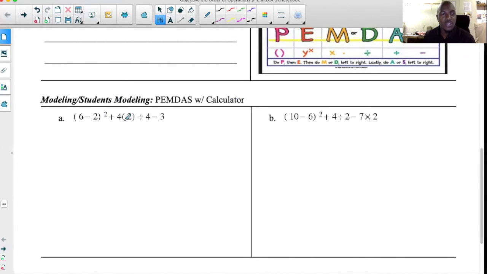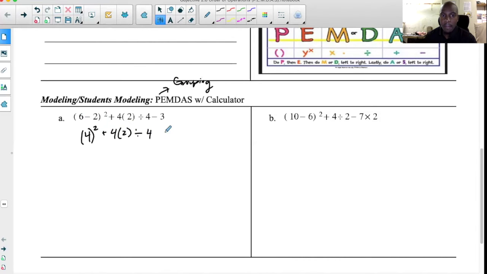6 minus 2 squared plus 4 times 2 divided by 4 minus 3. There's a lot going on here. But notice that we have parentheses now, where in the past we didn't. So I'm going to deal with the parentheses first. I really want you to understand that parentheses is just another way of saying groupings. Any type of grouping, it could be absolute value, it could be brackets, whatever that grouping is, take care of that first. So in this case, I'm going to take care of 6 minus 2. 6 minus 2 is going to give us 4 squared. I'm going to deal with that square in a little bit, but I'm just dealing with what the parentheses says. This is 4, and there's parentheses here that tell me this is multiplying by 2.